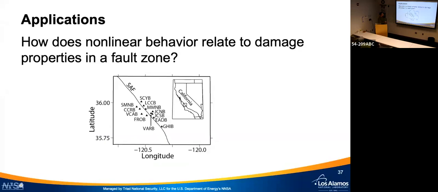So I'm going to move on to another kind of application. I said earlier that it's related to the material integrity. So not only is there this stress-induced anisotropy, but we can imagine that material that is weaker or more damaged will have different behavior than something that's more intact. And so we can explore this in a fault zone to see if we can measure the differences in properties of rocks across the fault.